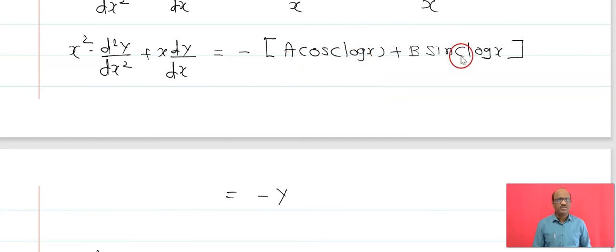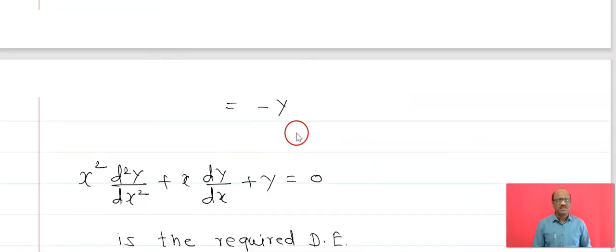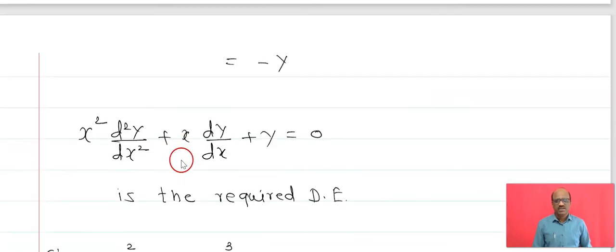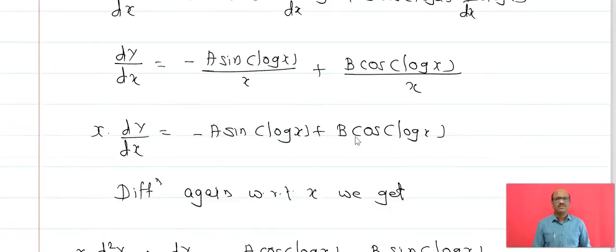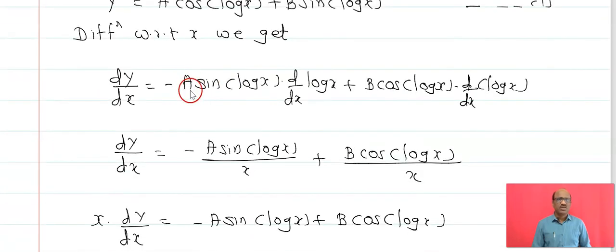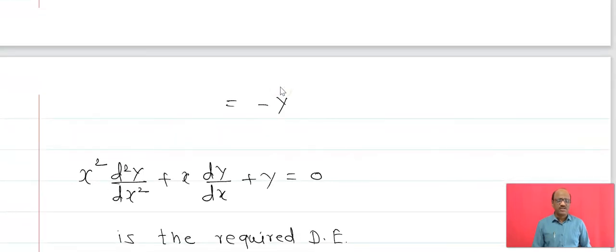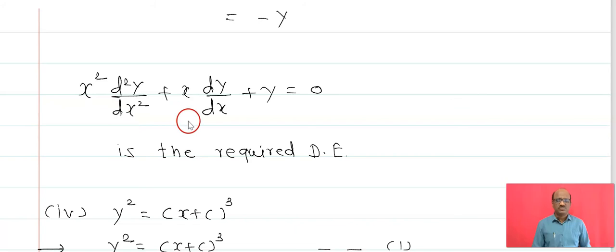But what is the value of this? The value of this is y. And hence the required differential equation is x square into d2y by dx square plus x into dy by dx plus y equals 0. Again, I will repeat here: there are two arbitrary constants. Therefore, the order of this differential equation is 2.